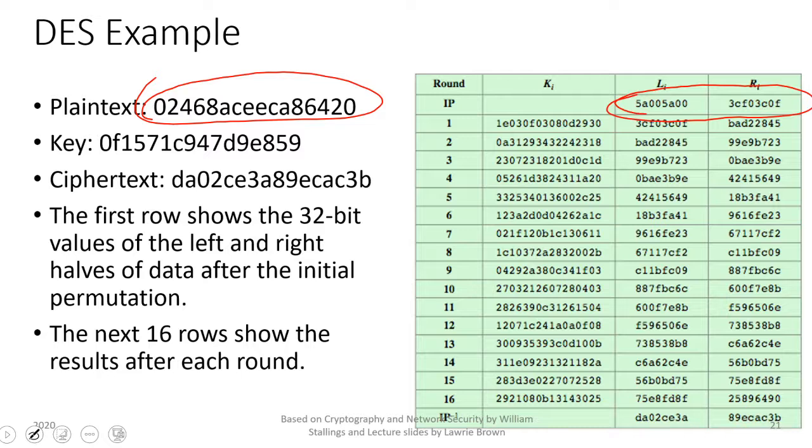After the initial permutation, we have the 32 bits there. Then what we do is we take the sub keys. We take 16 sub keys, and for each of those we produce the left and rights. So we'll go through the same round after 16 rounds, and then we will end up with the ciphertext.